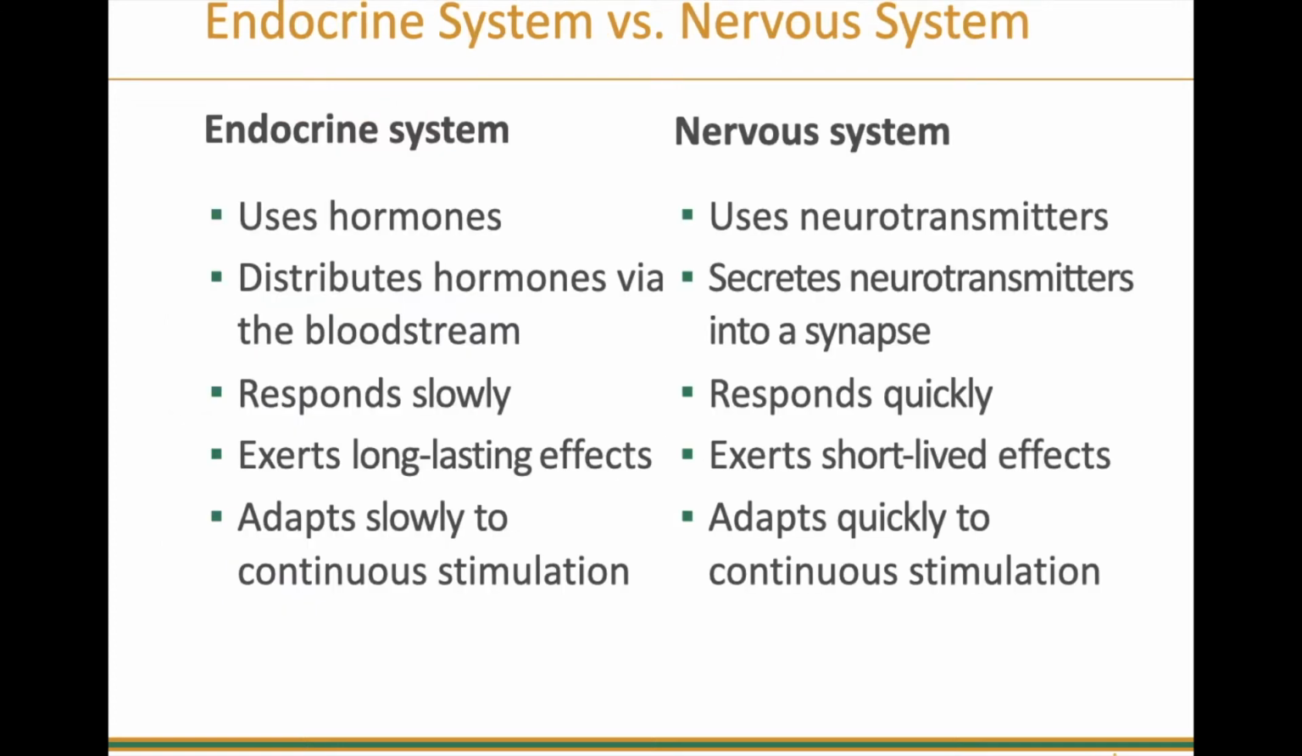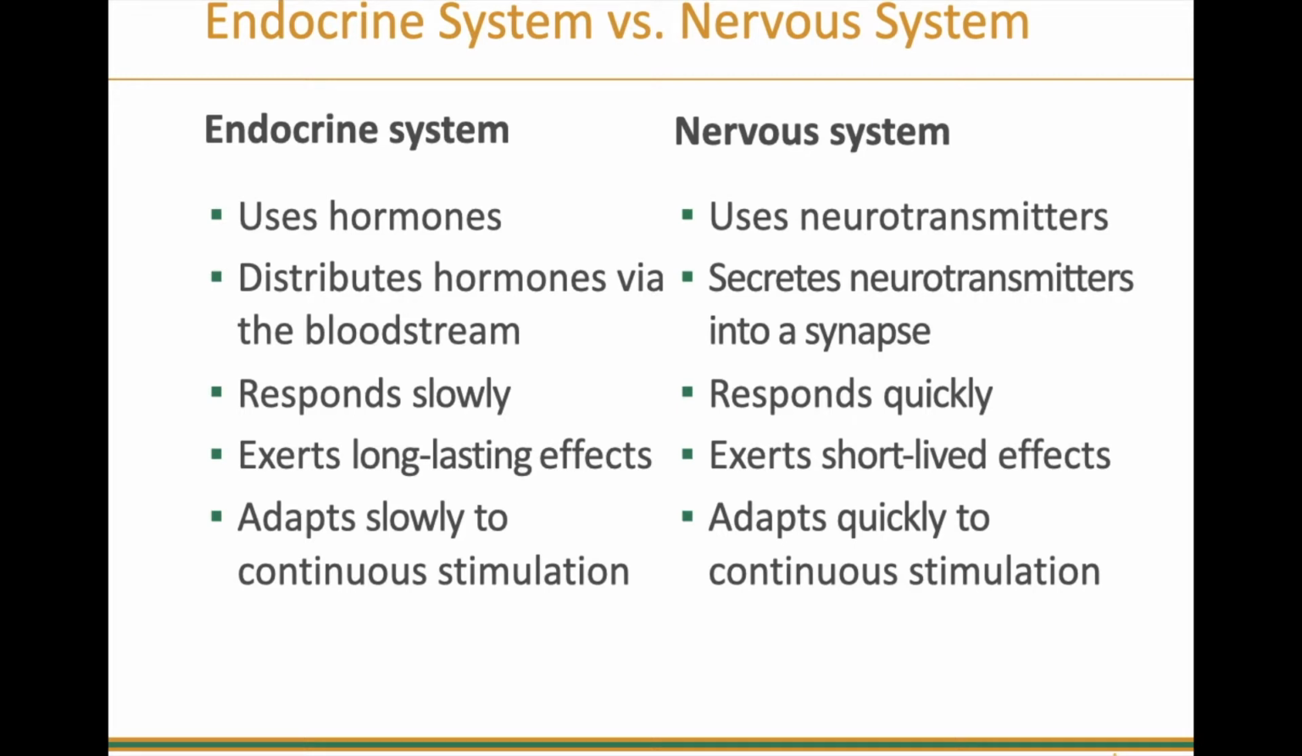Next, we're going to compare the nervous and endocrine system. So you have a little table to fill out. The endocrine system is going to be using hormones to relay messages, and the nervous system is going to be using neurotransmitters, or we could say electrical signals. Next line says releases into, so the endocrine system releases its hormones into the bloodstream, whereas the nervous system secretes neurotransmitters into a synapse. That's that space in between the neurons.